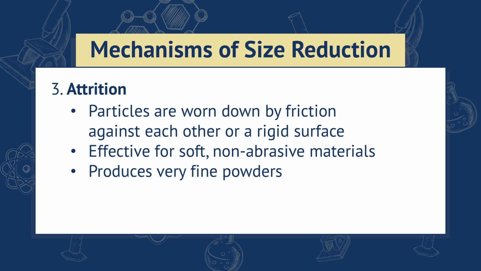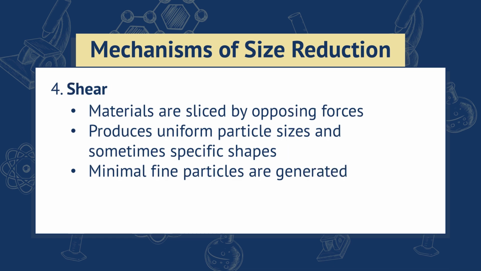The third is attrition. This involves friction, particles rubbing against each other or a surface. It is ideal for soft, non-abrasive materials and gives you very fine powders. The fourth is shear or cutting. This is slicing. Think of scissors in action. It gives uniform particle sizes and sometimes specific shapes with minimal fines as well.